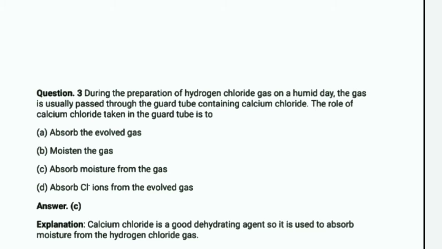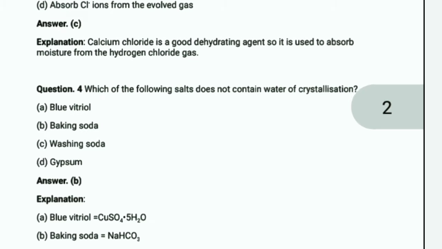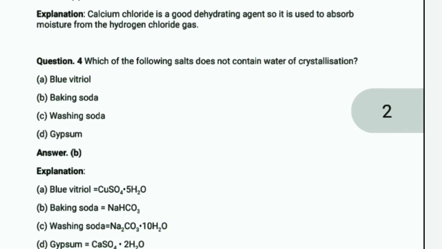During the preparation of hydrogen chloride gas on a humid day, the gas is usually passed through the guard tube containing calcium chloride. The role of calcium chloride in the guard tube is to absorb moisture from the gas. C number. Calcium chloride is a good dehydrating agent, so it is used to absorb moisture from the hydrogen chloride gas. Which of the following salts does not contain water of crystallization?